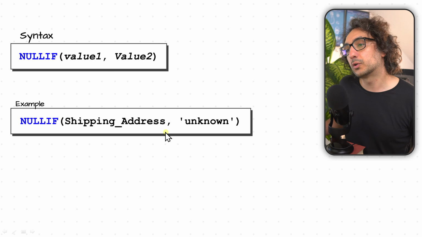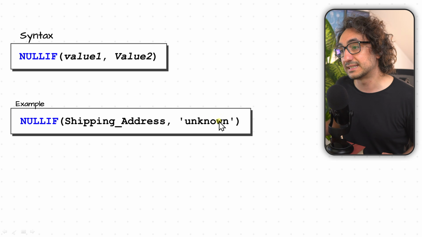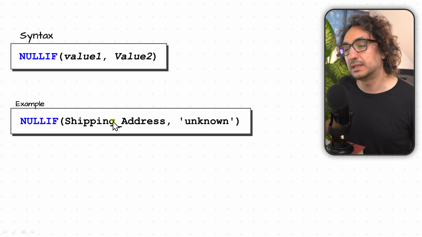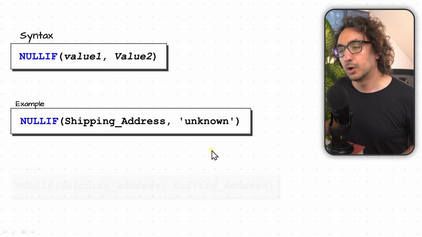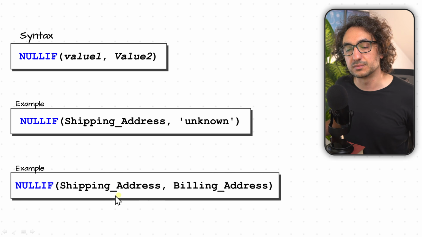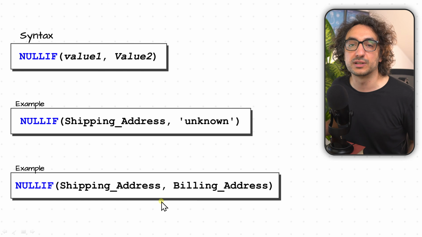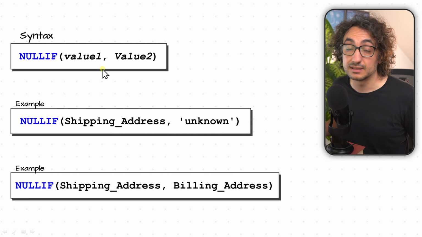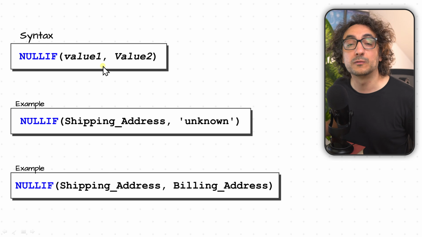So here again, of course, you can go and use a column with a static value like 'unknown'. So we are comparing the values between a column and a static value, or you can go and compare two columns, the shipping address and the billing address. So again, here it accepts only two values. We cannot have it like the COALESCE where we have a list of multiple values.